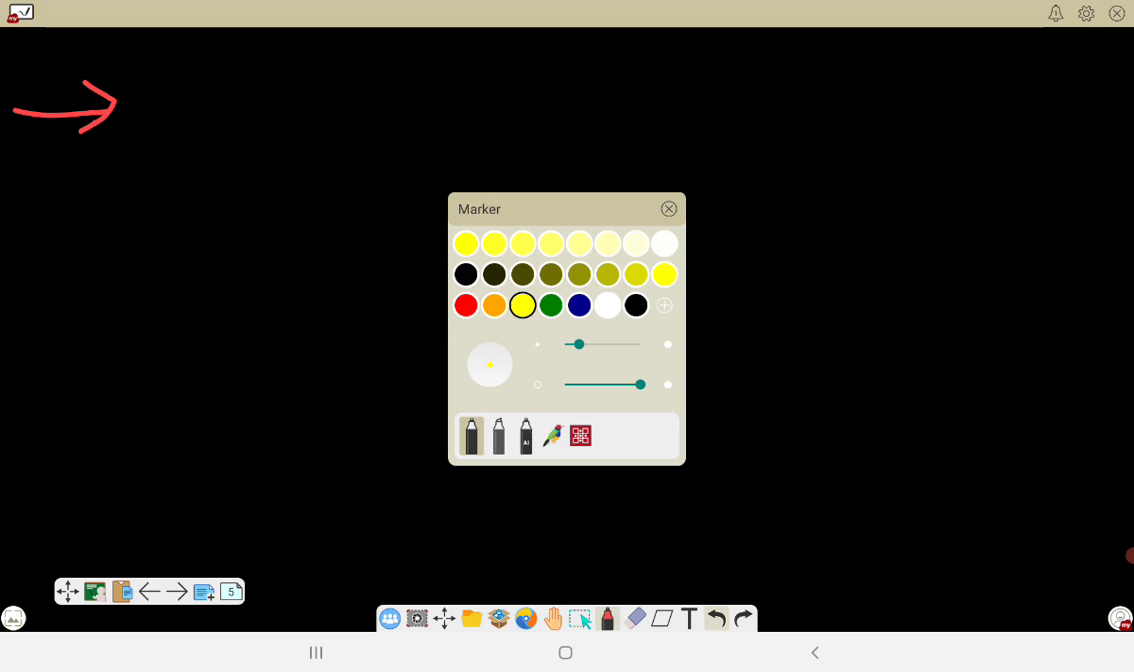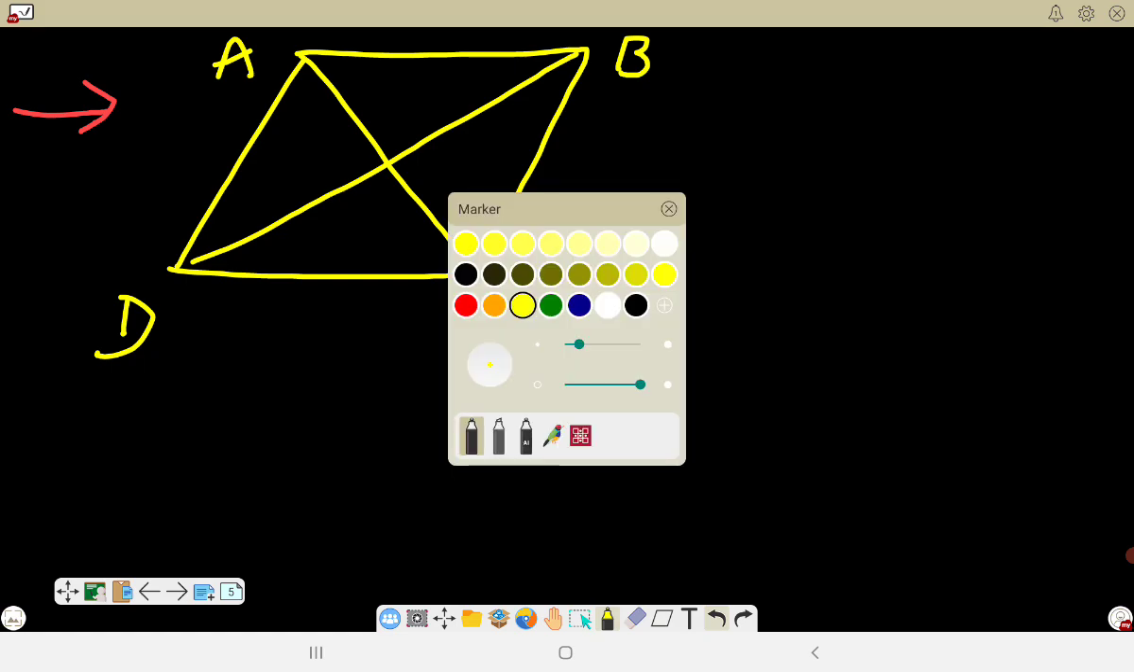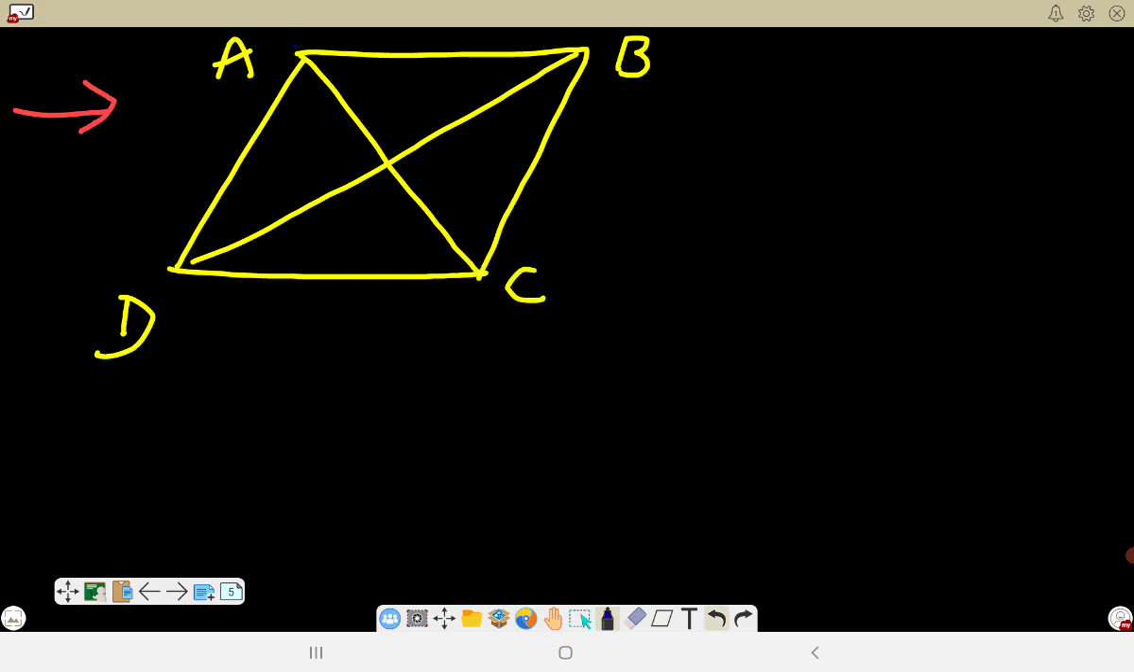What does the second property say? It says the parallelogram has two diagonals which bisect each other. So we'll have a parallelogram ABCD and its diagonals. The first diagonal is AC and the other diagonal is BD. So AC and BD intersect each other at a point, we'll name it O.